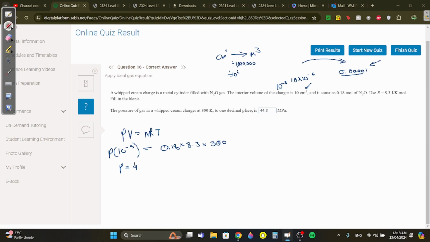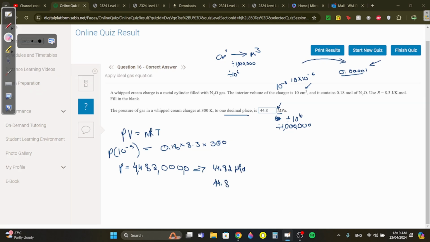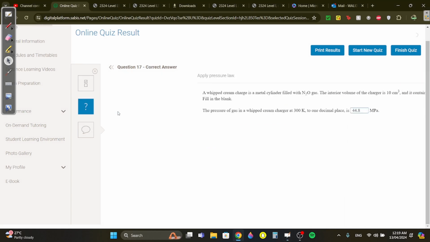You're going to get a big number, 448200000. But they want it in megapascals. Megapascals means in your answer, divide by 10 to the power of 6, or divide by 1 million. Once you do that, you're going to get 44.82 megapascals. They're saying one decimal place, so just 44.8.